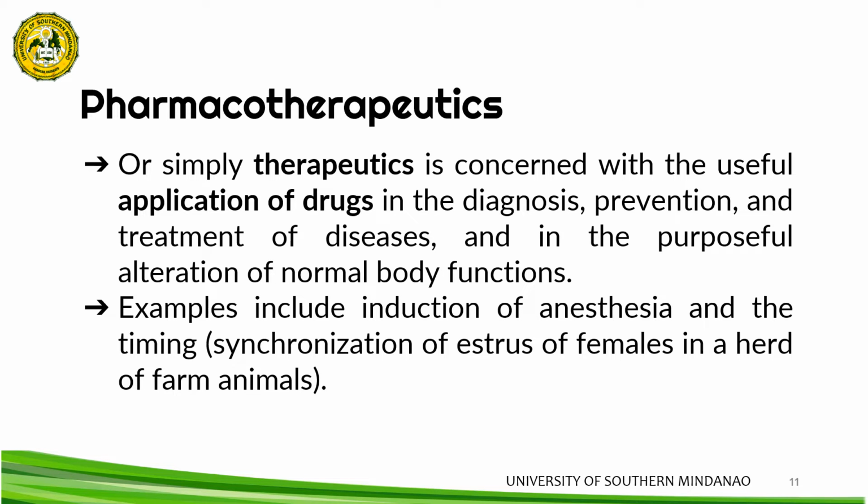So examples of pharmacotherapeutics include the induction of anesthesia. So an anesthetic is a drug that can be applied in order to induce anesthesia. And we also have the use of drugs in order to time or to synchronize estrus. So that is also an example of pharmacotherapeutics because it will alter the normal body functions of the animal.